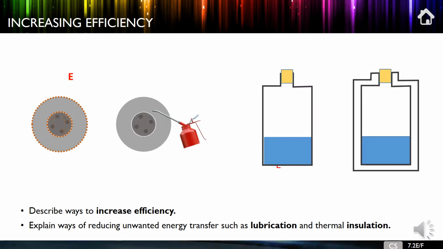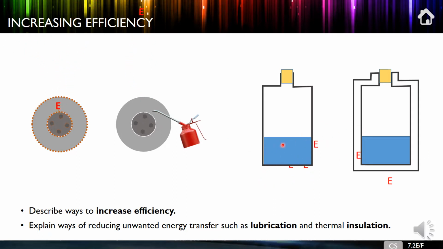So here we've got efficiency described in a slightly different way. So here I've got lots of rust on this bearing, and a lot of heat is being lost here. We have to put more energy in to keep it spinning at the same rate. Here we've put some lubrication in, so there'll still be some friction, there'll still be some heat loss, but much less.